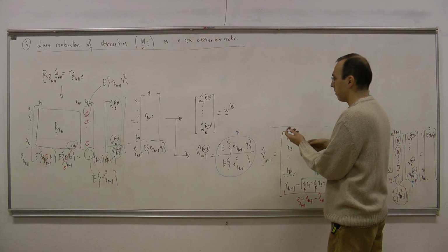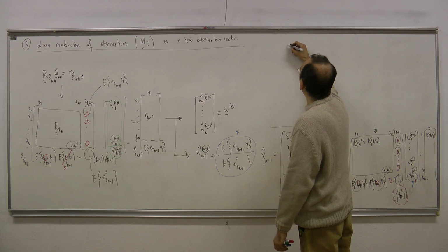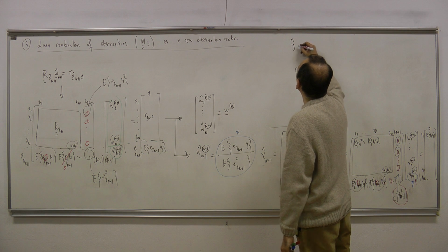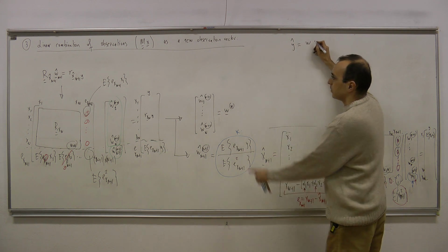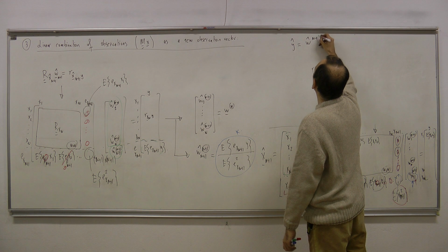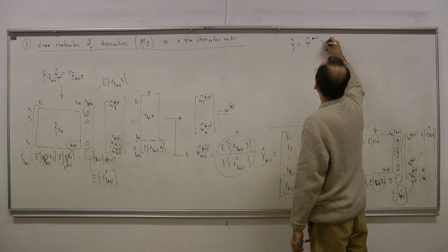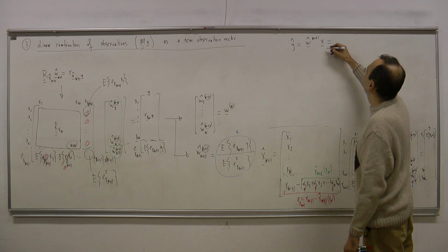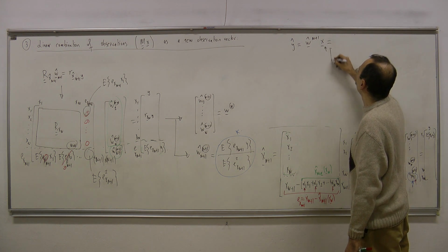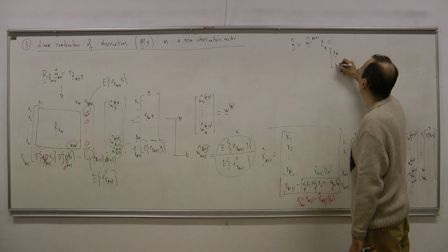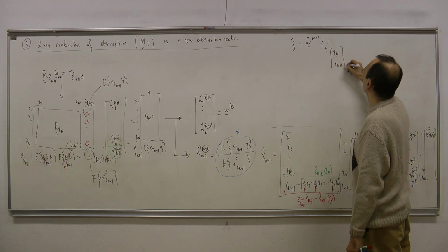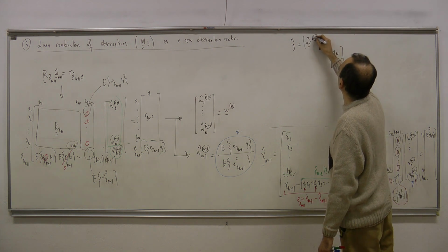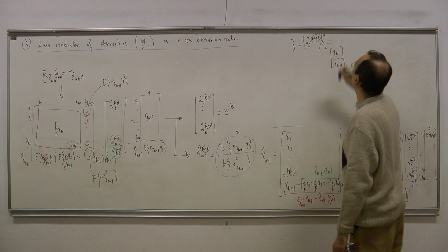I have this. Then my y hat is this w vector, n plus 1 dimensional, times x. Okay? But this is nothing but the xn vector, and there is a new observation over here. There is a Hermitian.